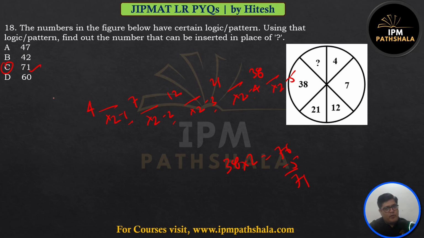Grid based question, you have to interconnect these numbers with half, double, triple, or by constant addition, subtraction. Here it is double minus 1, double minus 2, double minus 3, double minus 4, and so on as a pattern.